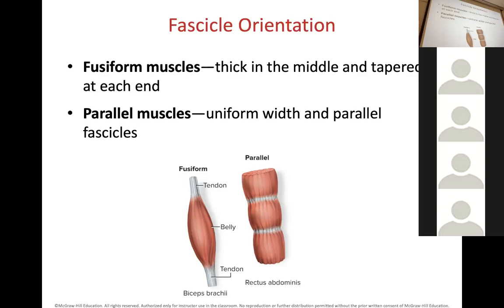And then parallel muscles are just like they sound. All of the cells, the fascicles, are oriented parallel to each other. So in one long line, and then they have tendons kind of holding them together like little belts.